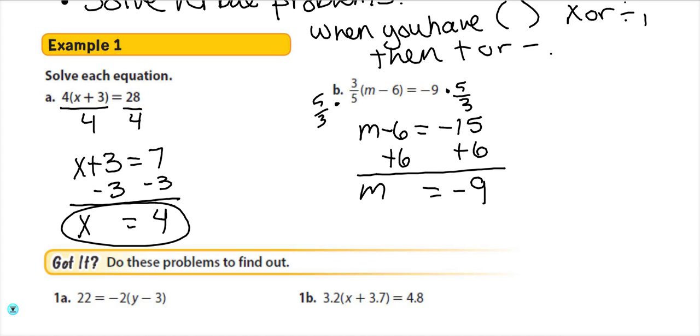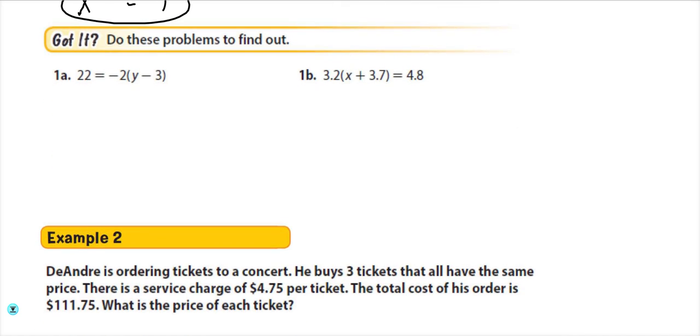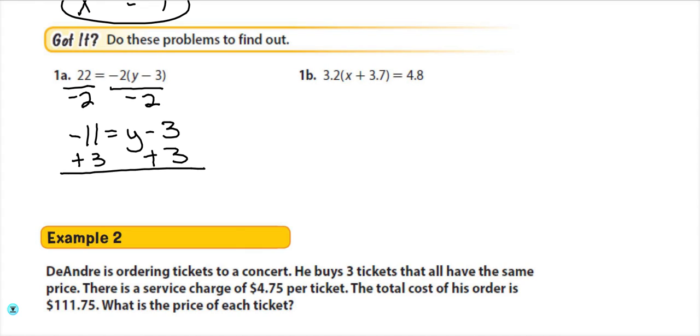All right, let's go ahead and try the guided questions by ourselves. All right, let's take a look. So we're going to divide by -2. That's going to give me -11 equals y minus 3. We'll add 3 on both sides. And that should give us -8.